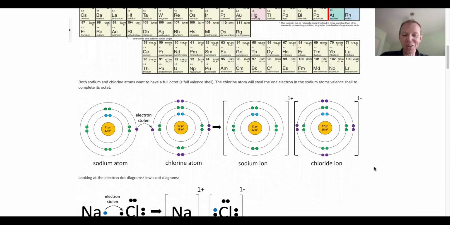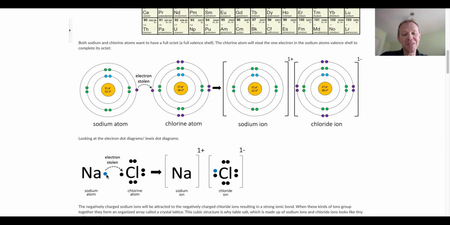If we take a look at the Lewis structures, here's what we see. We have that one valence electron in the sodium atom being stolen by the chlorine atom. So now we have a full valence shell here, a full valence shell here, and the formation of a cation and an anion, both with opposite electrical charges. Remember, this is the foundation of that ionic bond. Those opposite charges are going to attract and form a very strong bond.